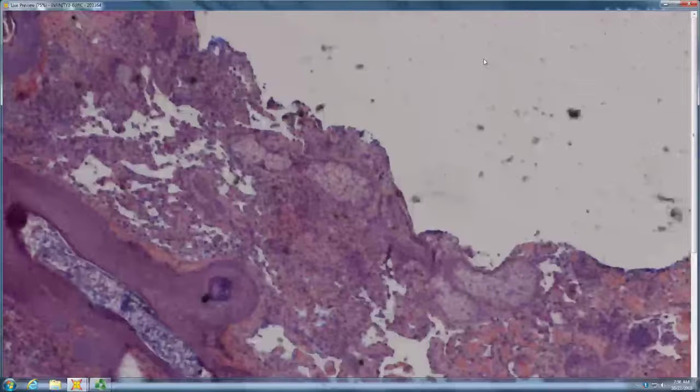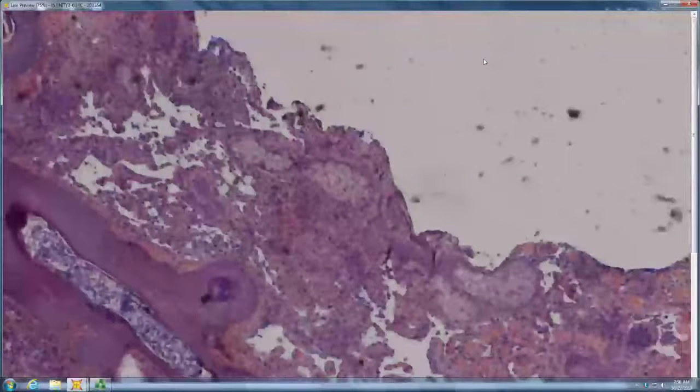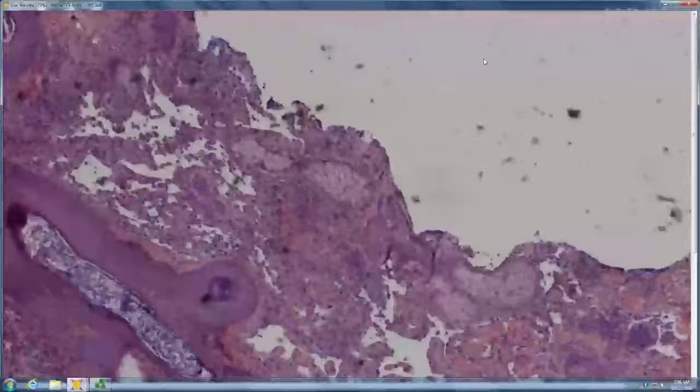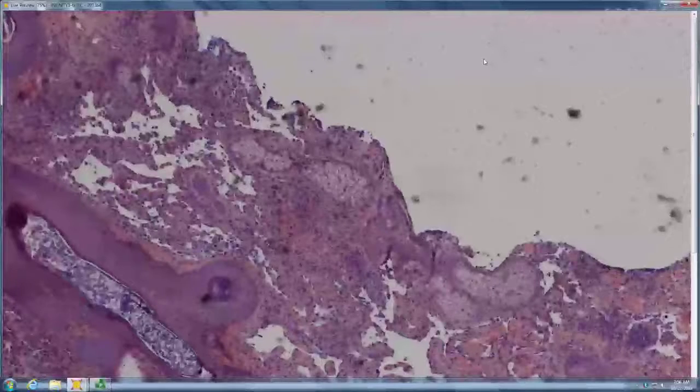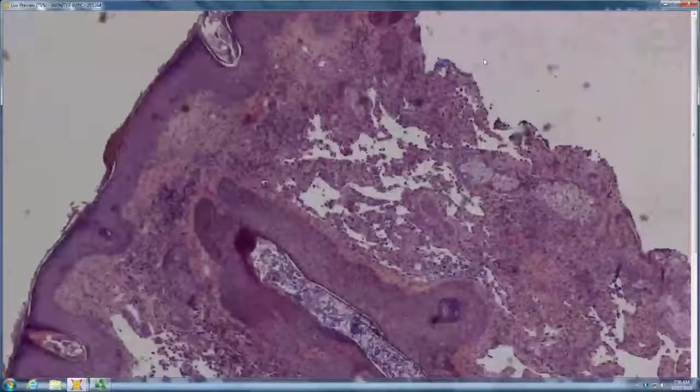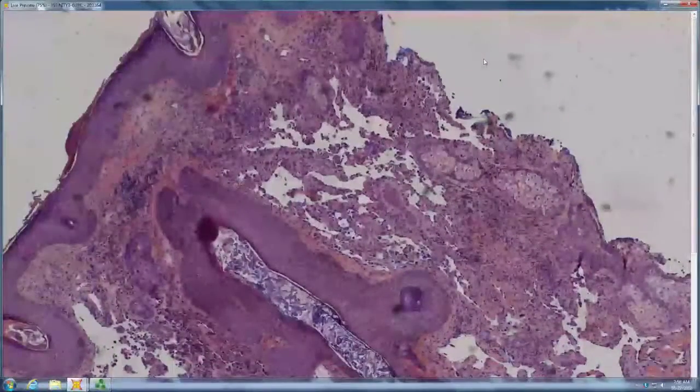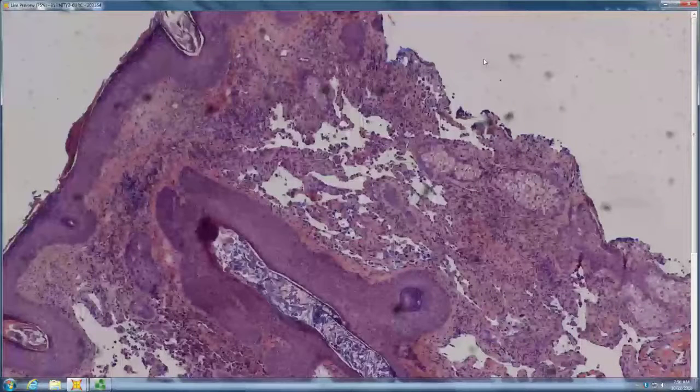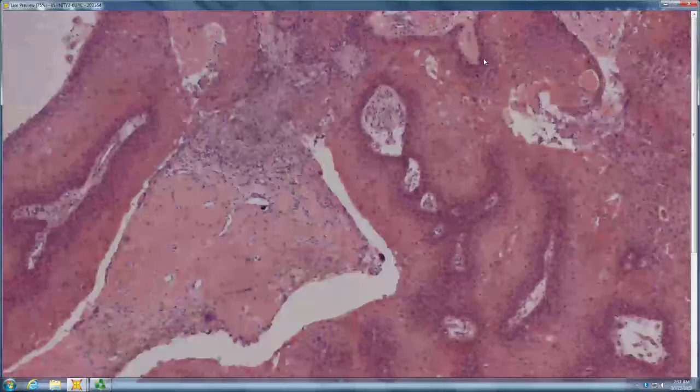It's almost like crack-like spaces. Yes, they're crack-like spaces. Okay, so the crack-like spaces lined by hyperchromatic cells. So this is angiosarcoma. Very good. Not a very nice thing, but important to identify, right?